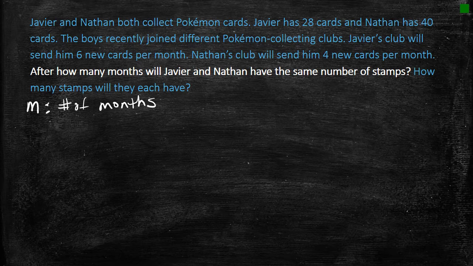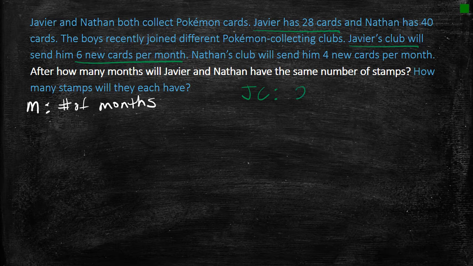Since we're talking about two different clubs, we know that we want to have two expressions, one to represent Javier's club and another to represent Nathan's club. So let's start with Javier. I'm just going to abbreviate and say JC, and that represents Javier's club. So Javier's club, he starts with 28 cards, and he's going to receive 6 new cards per month.